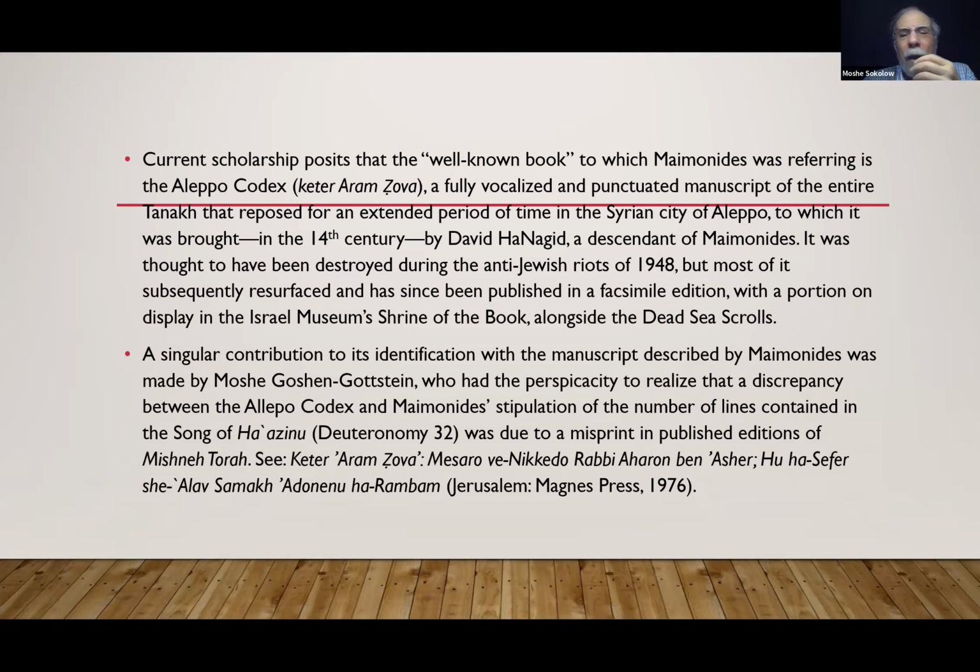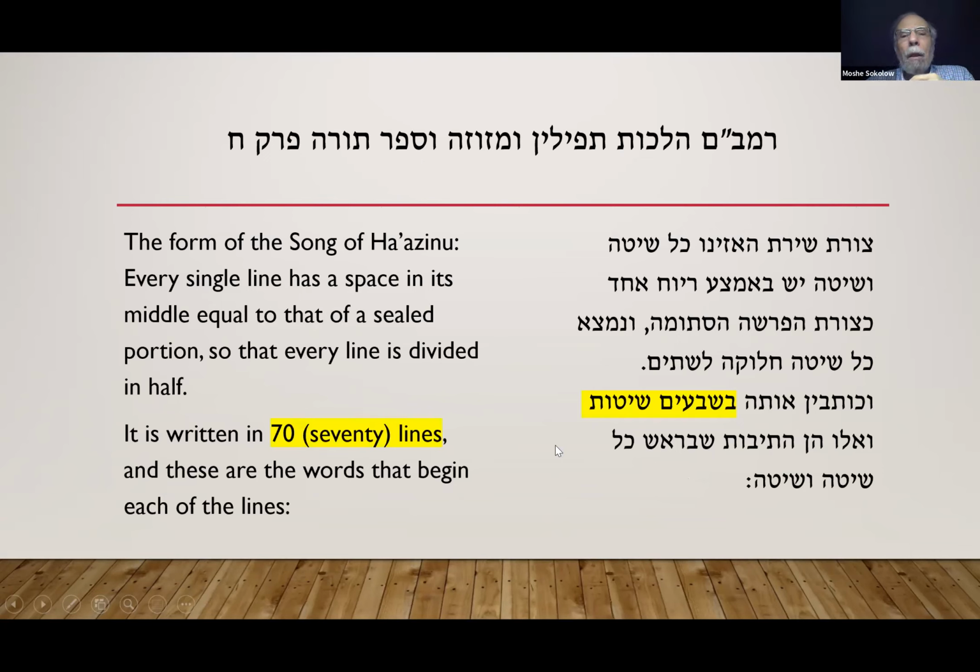I will show you in a moment a picture of a portion of the Aleppo Codex, but I want to prepare you for it. And I want to do it by hakarat hatov, by showing gratitude to the late scholar Moshe Goshen Gottstein, one of the leading authorities on the subject of Masorah at the Hebrew University, who made a singular contribution to the identification of the Aleppo Codex as the manuscript that Maimonides used. Why did it require the work of scholarship? Because of this. When Maimonides describes the way in which the Song at the Sea and the Song of Moses are supposed to be written in a Torah scroll, if you open up your standard Mishneh Torah, it says, and you can see the highlighted passage, Kotvin, that the Song of Ha'azinu should be written b'shiv'im shitot, on 70 lines.